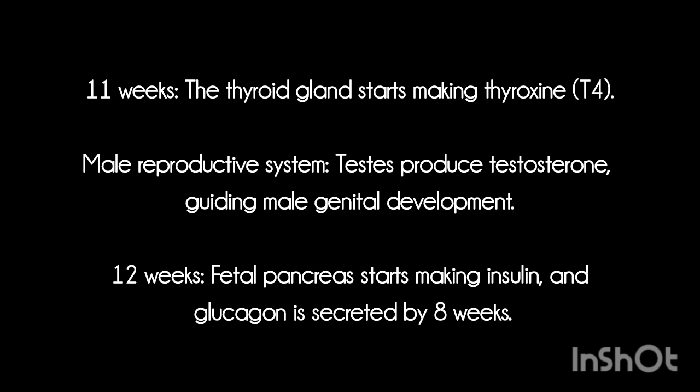Male reproductive system. Testes produce testosterone, guiding male genital development. 12 weeks. Fetal pancreas starts making insulin, and glucagon is secreted by 8 weeks.